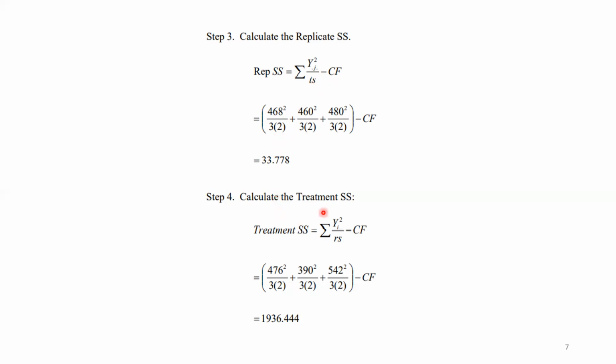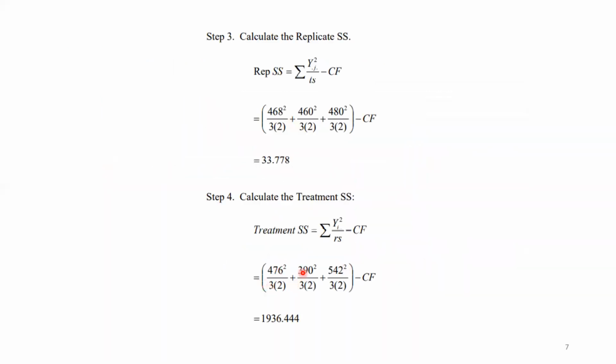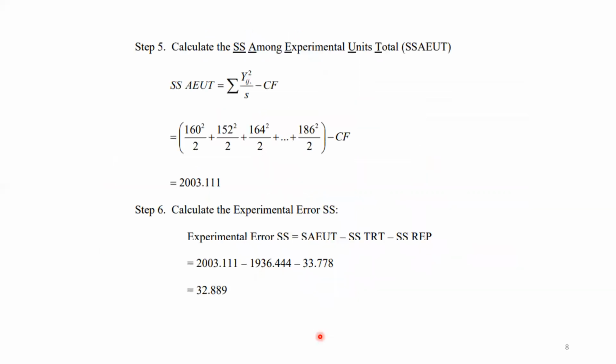To calculate the treatment sum of squares, you take the summation of each treatment individually, so you will have only three answers finally. Then we take the square of those values and, as we discussed earlier, divide by the number of replications times the number of samples. So 3 times 2 is used in this way, and finally we subtract the correction factor. Then you will have this answer.